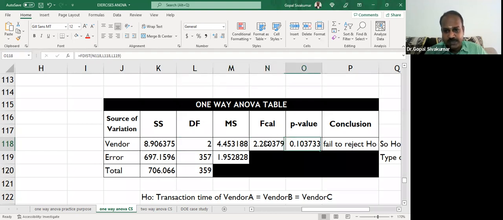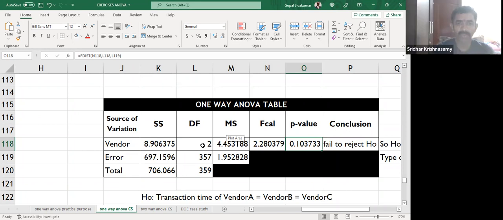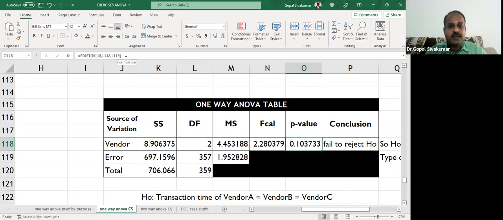Once the F value is obtained, the P value can be calculated. And for that, the formula is available here. See here, what is the formula? Equal to F dist and then the F value. How much is the F value? 2.28, comma, degree of freedom of the factor. Degree of freedom of the factor is how much? Come on, tell me. 2. And degree of freedom of the error is 357.